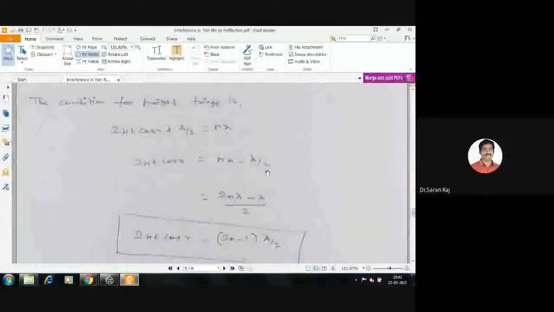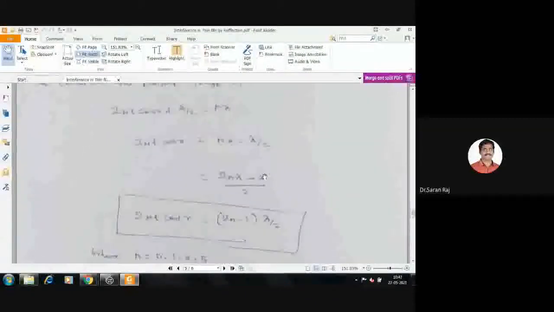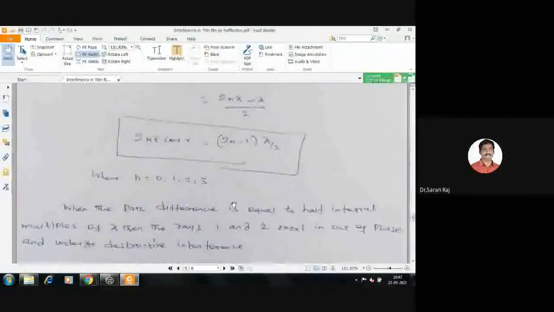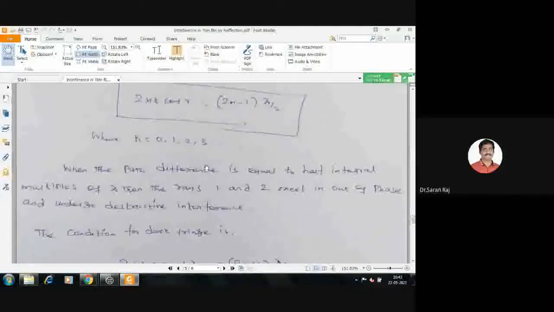Okay, so this is a division term, so cross multiply: 2n lambda minus lambda by 2. Here also lambda, here also lambda, and 2 is common, so take it outside: 2n minus 1 into lambda by 2 equals 2 mu t cos r, that is the path difference. Here n is the integer value starting from 0, 1, 2, 3 that we have considered. So this is the condition for bright fringes.